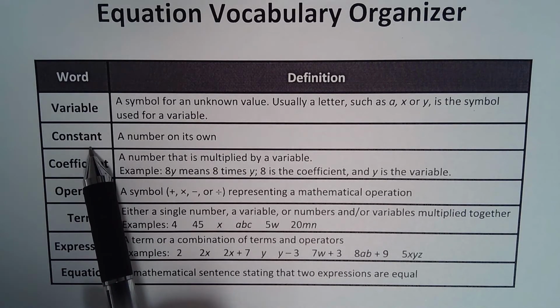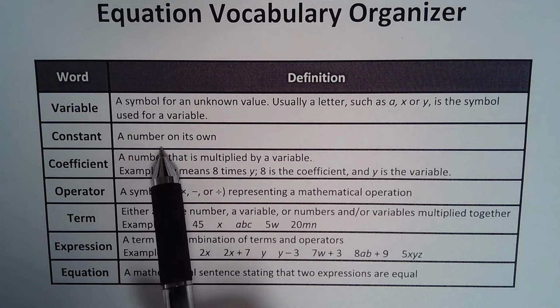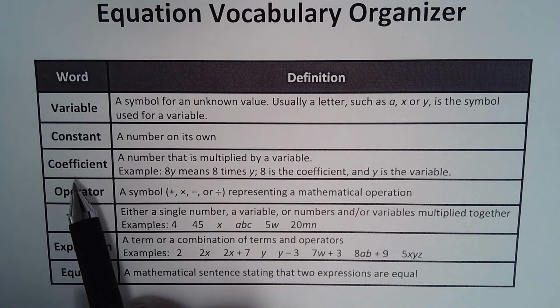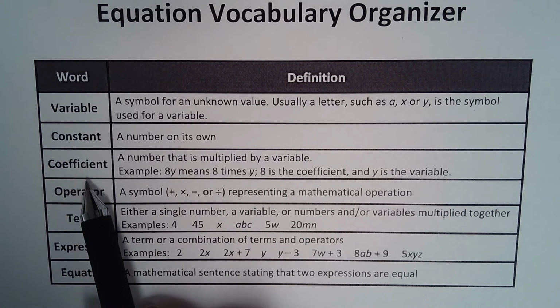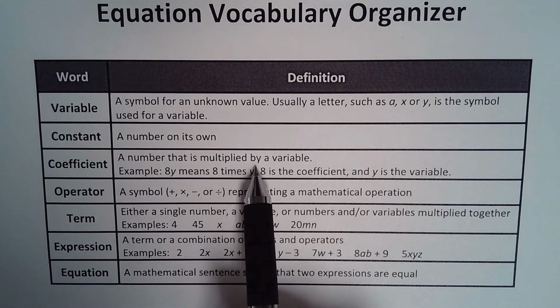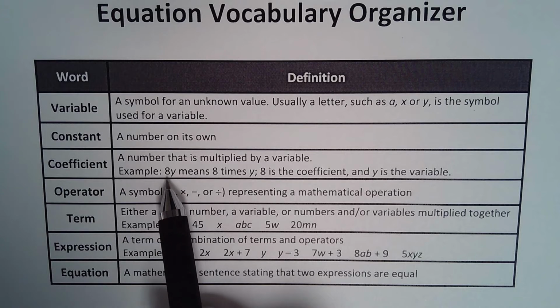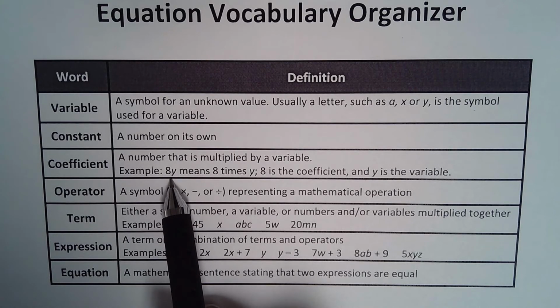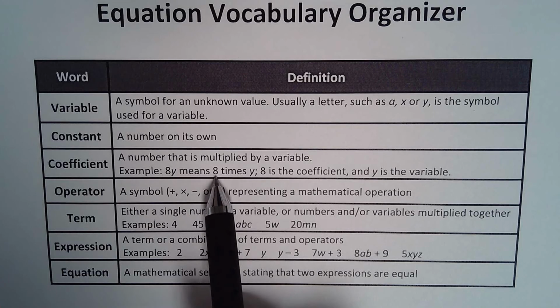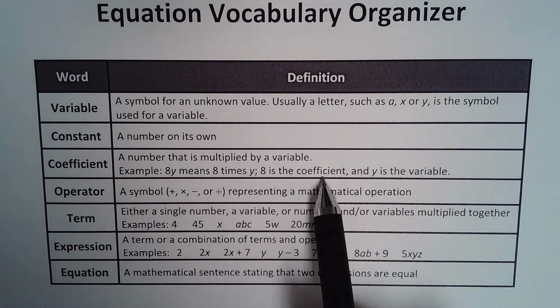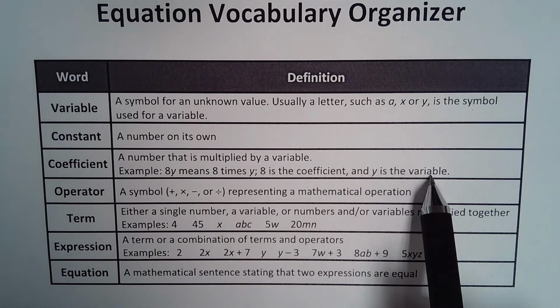The next word is constant. A constant is a number on its own. So a number without any variable attached to it, just the number. Coefficient. Coefficient is a number that is multiplied by a variable. It gives you some examples. In the expression 8y, this means 8 times y. 8 is the coefficient and y is the variable.